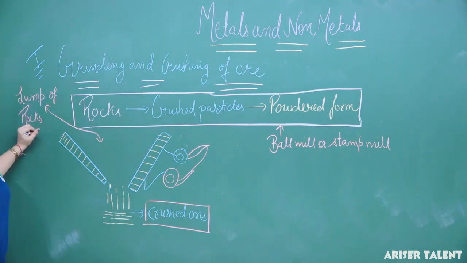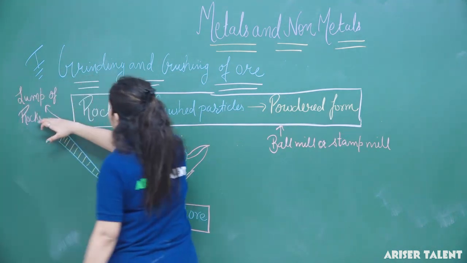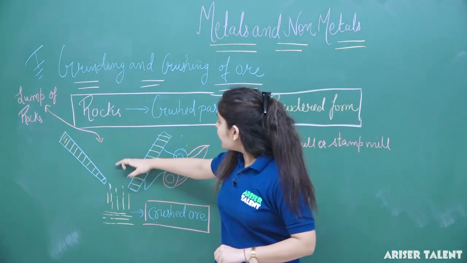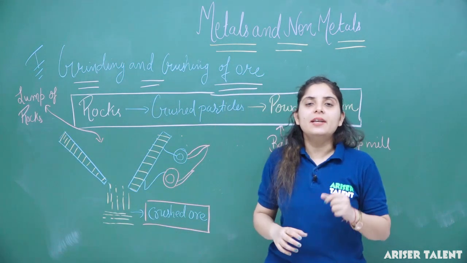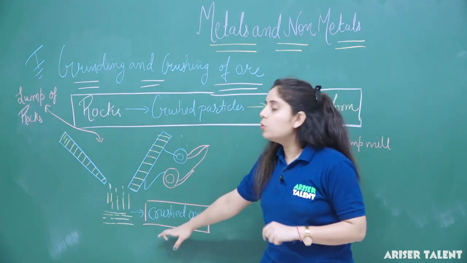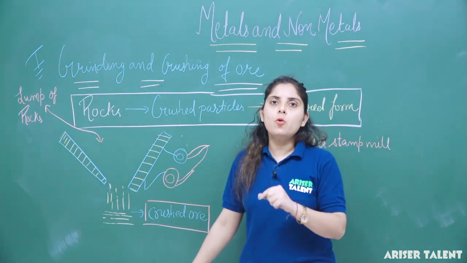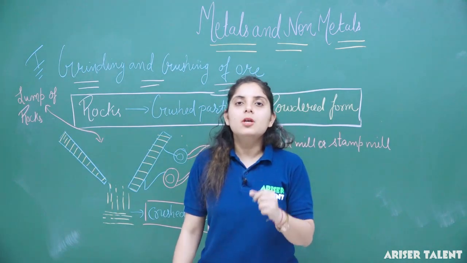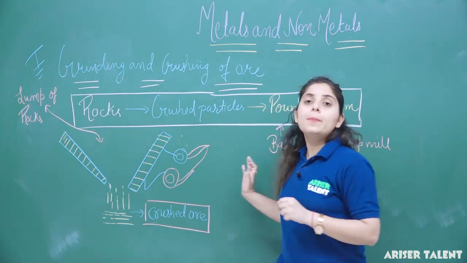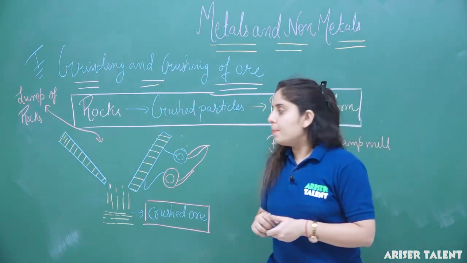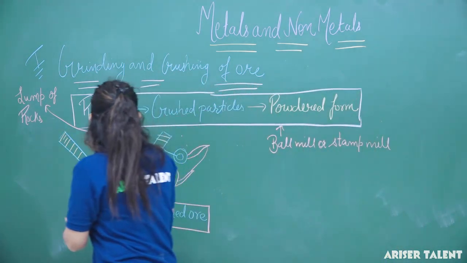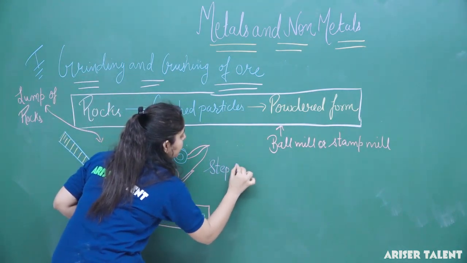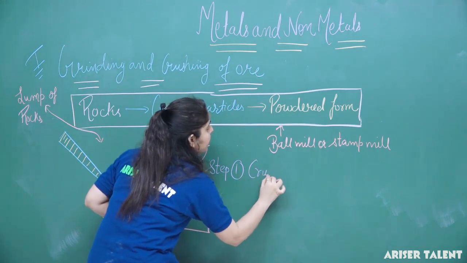In this diagram, we can see we have a lump of rocks. This lump of rocks is sent to a crusher. In this crusher, with the help of the crushing machine called a mill, it is converted into crushed ore. Crushed ore is not needed in much quantity. We want the ore in powdered form, and we get powder only with the help of a ball mill or stamp mill. So this first step is basically the crushing of ore. So step 1 is crushing of ore.